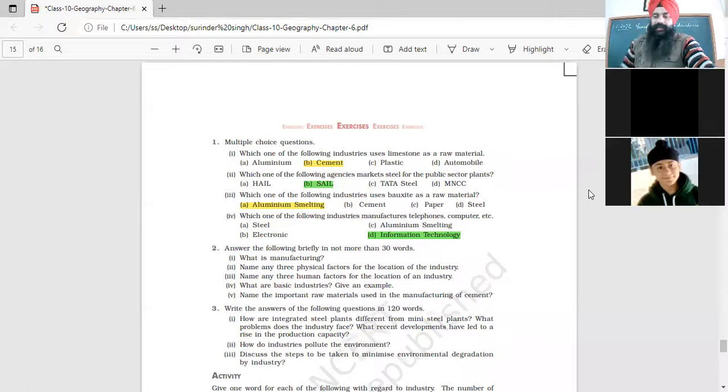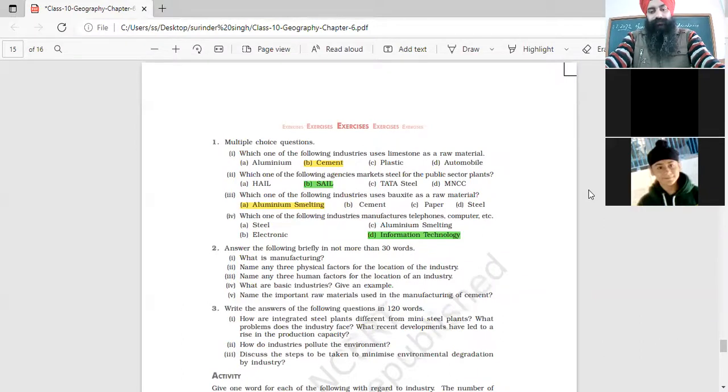What are basic industries? Those industries which provide a base to the economy and support the economic growth of our country are known as basic industries. Iron and steel industries are basic industries. Their goods are used for setting up infrastructure and manufacturing of machines. Clear? And last, fifth: name the important raw materials used in manufacturing of cement.